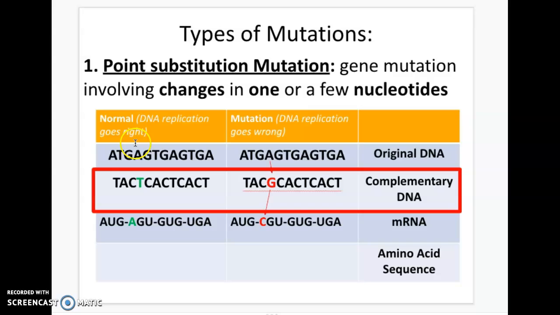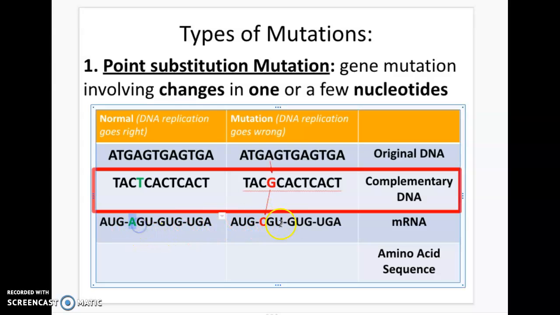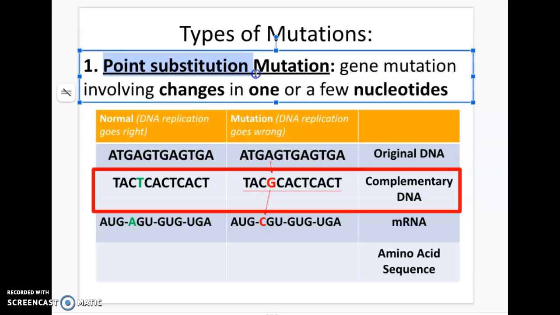So if we look at this example here, we have the normal DNA, the original DNA. When the complementary DNA strand was made, there was a mutation where there should have been a T, here there's a G. So when it was transcribed into RNA, we have one point that has been changed, right? So this is a point substitution. Now there's a couple different types of point mutations.